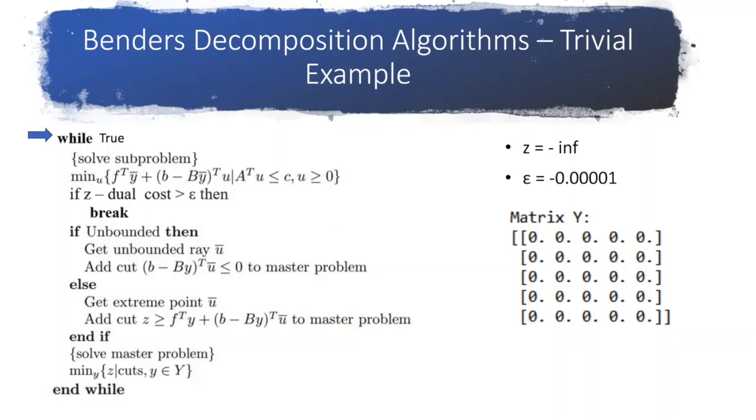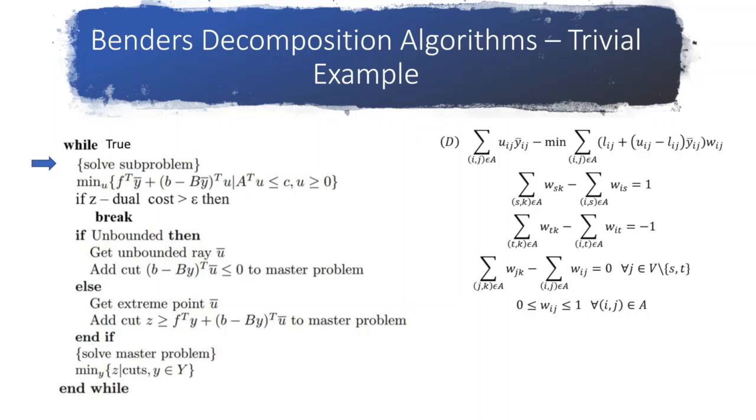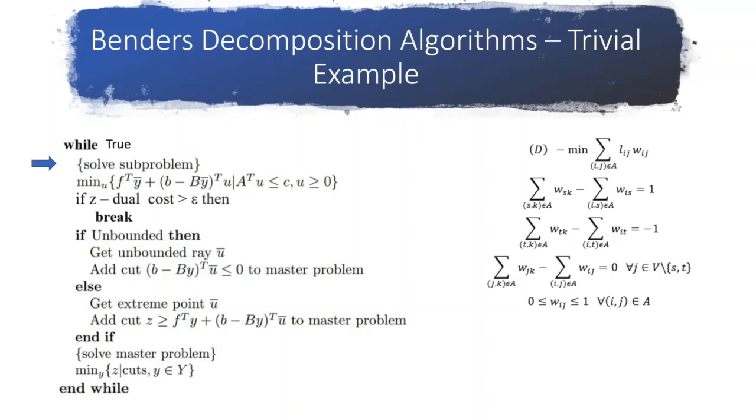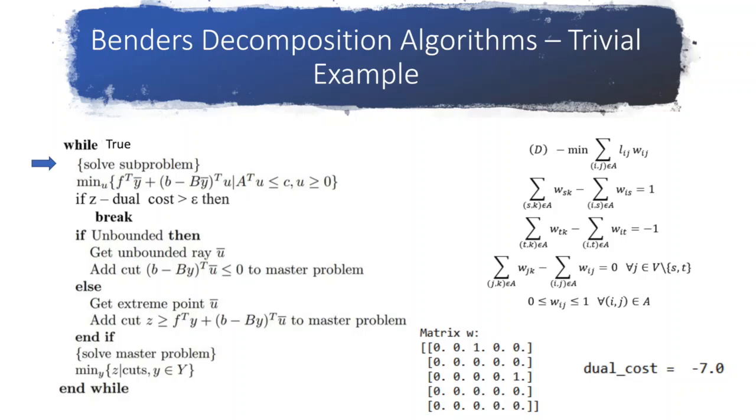First, the objective function value is set to negative infinity. Then we solve the subproblem, which is shown on the right. Since y is fixed to be a zero matrix, the first term of the objective function is 0. The second term can be simplified to just L times W, like this. This becomes a trivial problem, and the solution can be easily found through simplex or even just by inspection. The resulting matrix and objective function value of the dual is shown below.